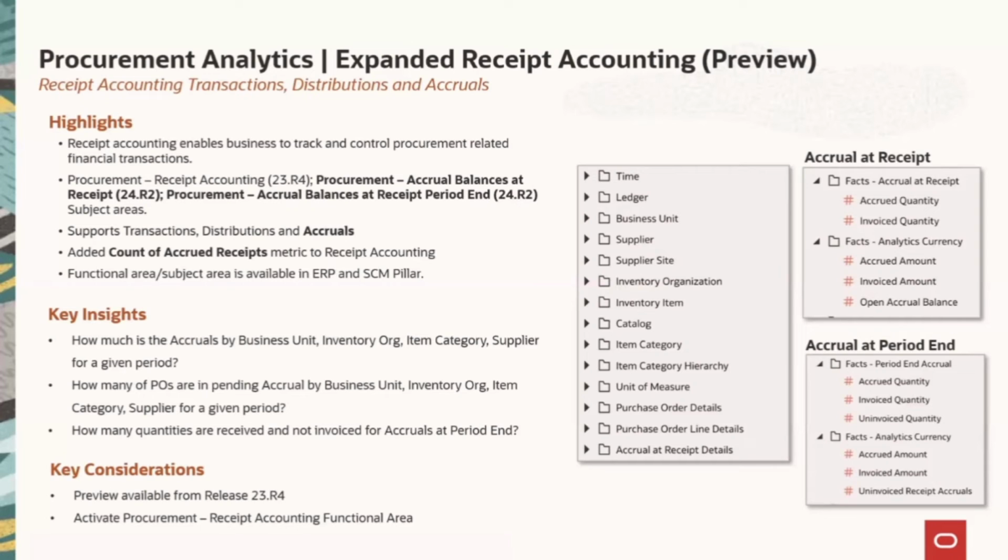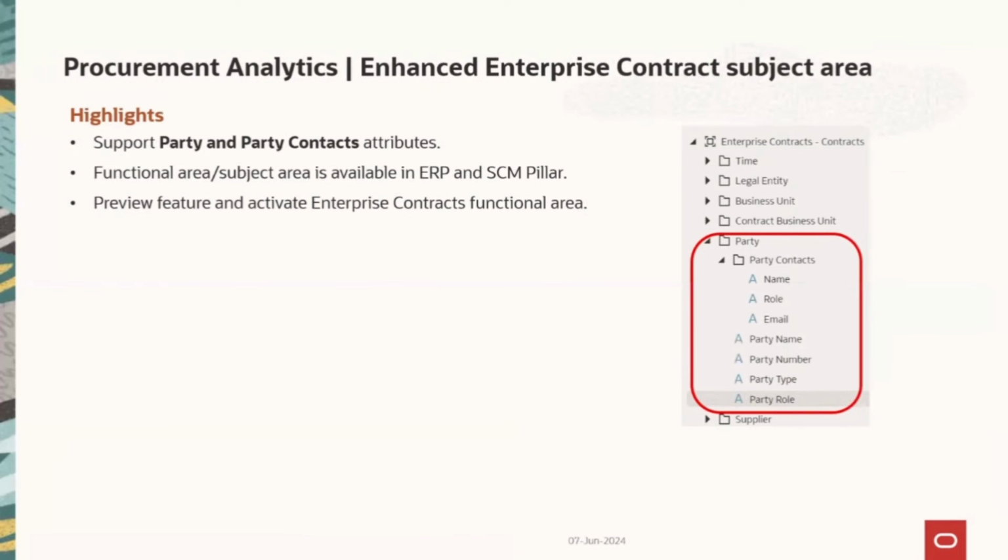Additionally, what you can see is the uninvoiced quantity or uninvoiced amount. And in order to activate this subject area, we need to activate the receipt accounting functional area. So with this, these three subject areas get enabled. Moving on to the next one.